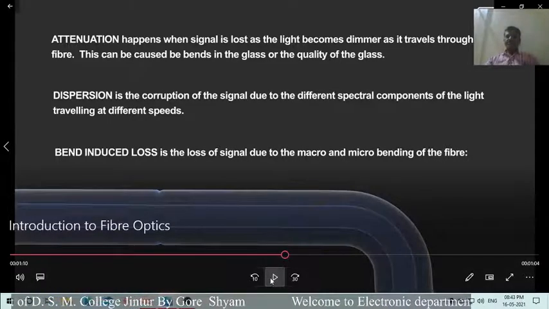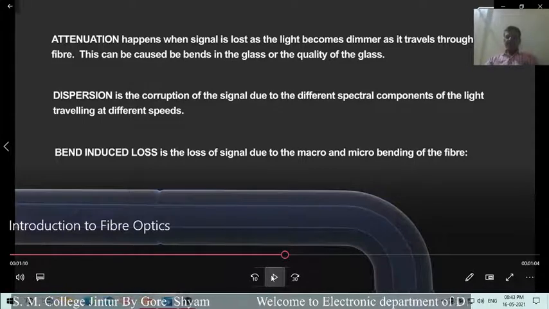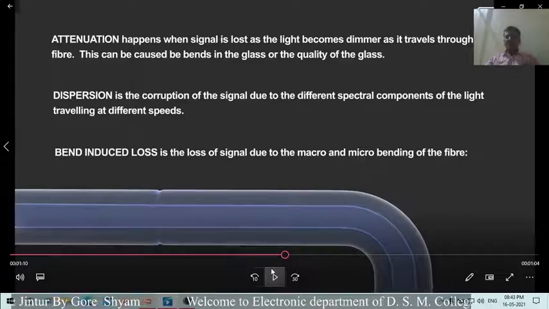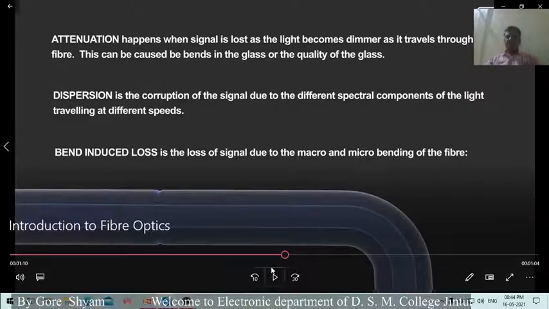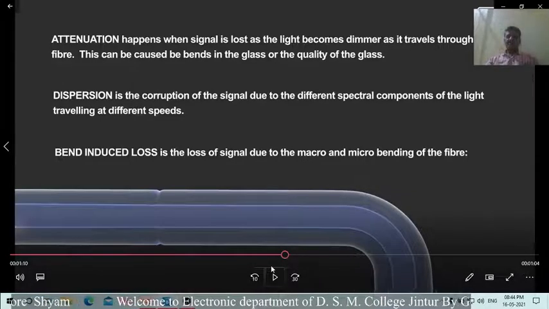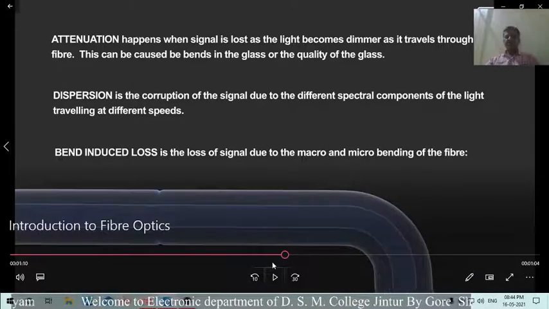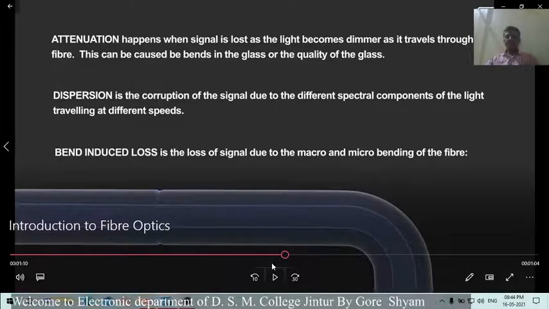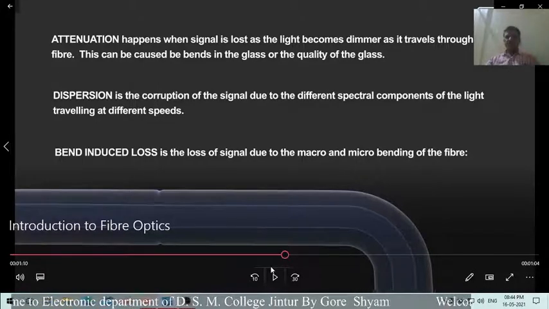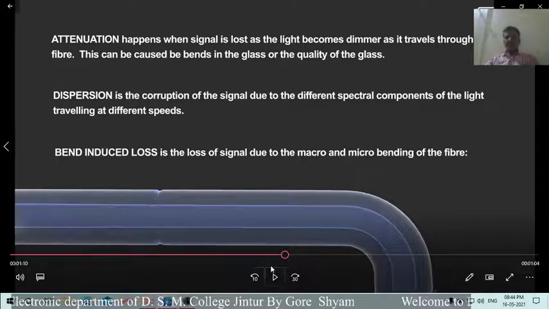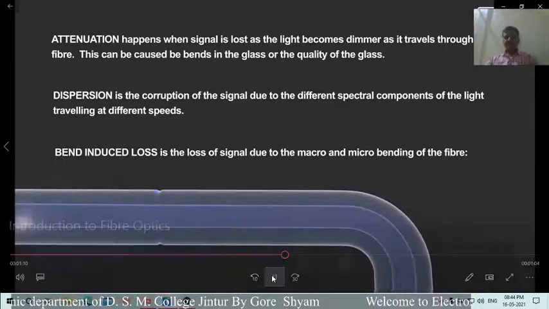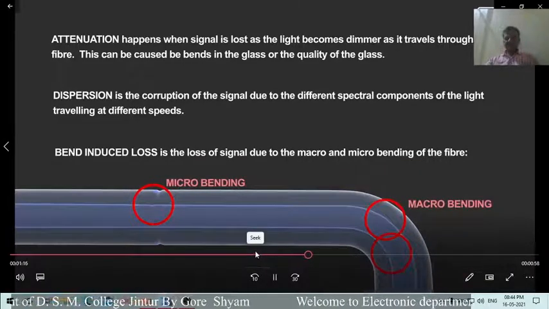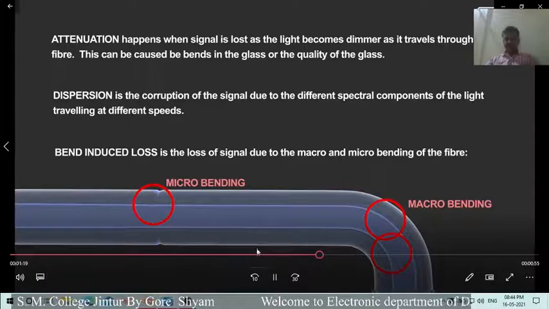The attenuation happens when the light becomes dimmer. When the attenuation happens, the light is dimmer as it travels through the optical fiber, and this causes the losses. Similarly, the dispersion is the corruption of signal due to the different spectral components of the light, and the bending losses is the loss of the signal due to the micro and macro bending of the optical fibers, like this. This is the micro bending, this is the macro bending, and due to that the light is lost.